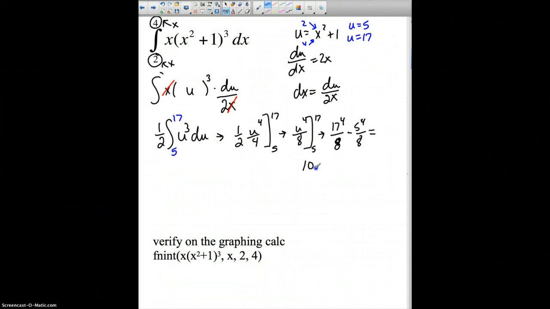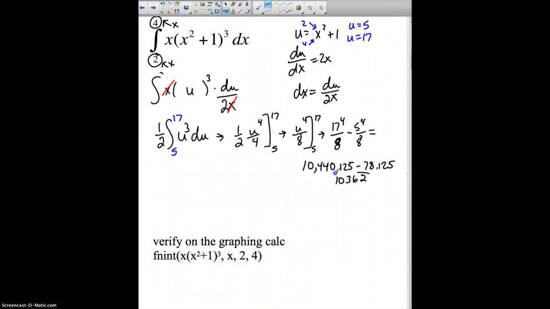We get 10,440.125 minus 78.125. So 10,440.125 minus 78.125 equals 10,362.